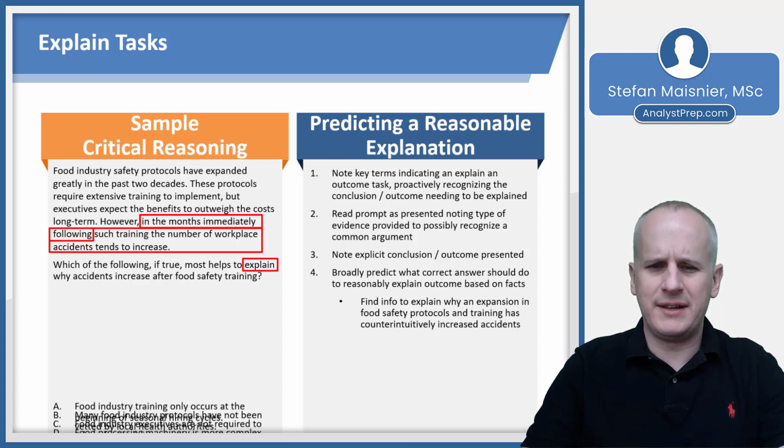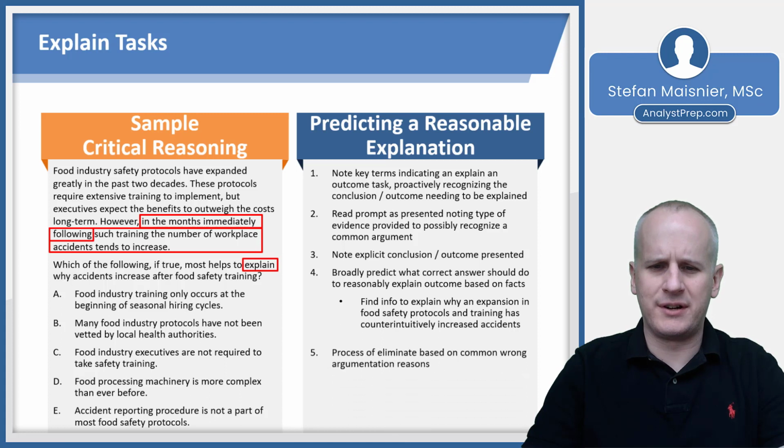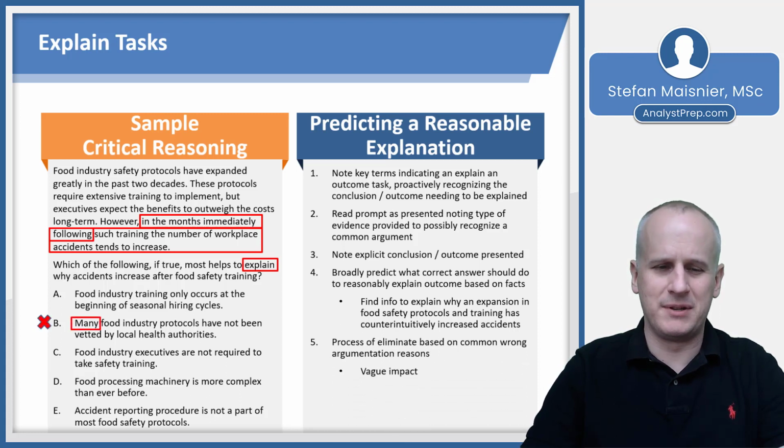So we go ahead and introduce our answer choices, and we start eliminating using our common wrong argument reasons, starting with a vague impact. In choice B, we've got many food industry protocols have not been vetted by local health authorities. Okay, many. How many? I don't know. And does it include these specific protocols that require extensive training to implement? There's a lot more questions than answers here, and if we're trying to explain, that's kind of a reversal as well. We also have food processing machinery is more complex than ever before.